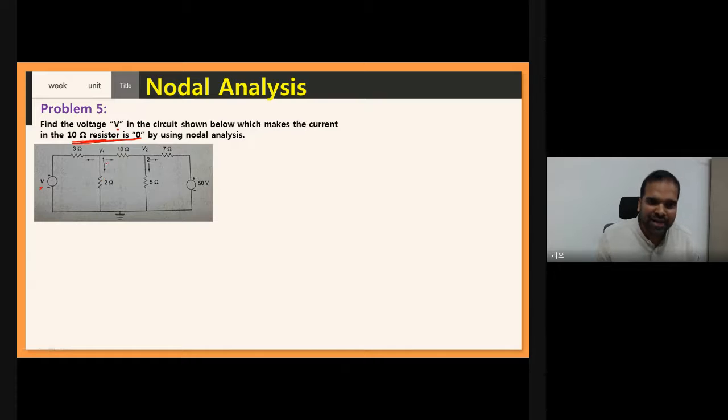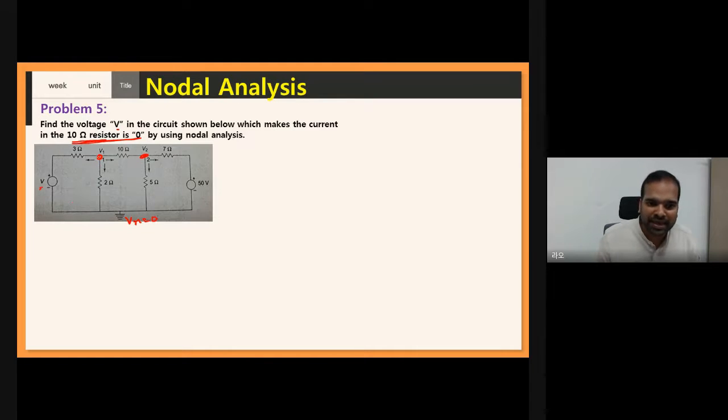Now we need to identify the number of principal nodes, right? See, they have already given this is one principal node, because 3 ohm, 2 ohm and 10 ohm are connected here. This is V1. Now 10 ohm, 5 ohm, 7 ohm are connected here. This is our node V2. Can I consider this another node? No, this is only a simple node. Now V reference is what? V reference equals 0.